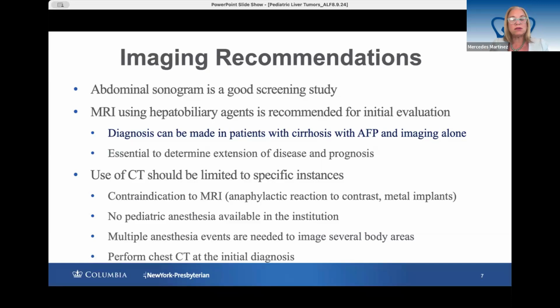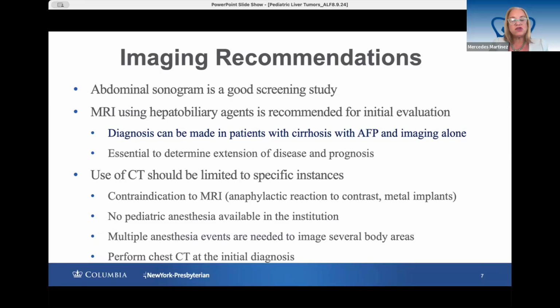It's also important that the MRI tells us exactly the extension of the tumor. If there is vascular thrombosis, then it's essential to determine the extension of the disease and allow us to give prognosis to this patient. The use of CT scan is very limited in patients with liver tumors.